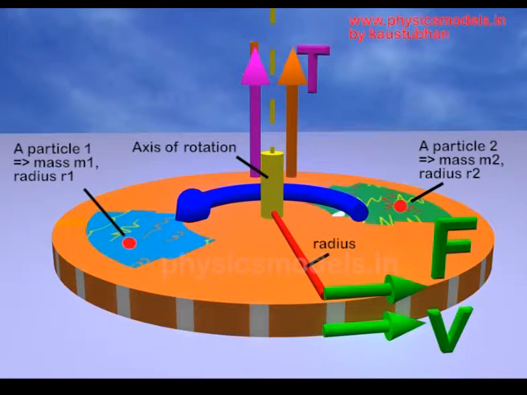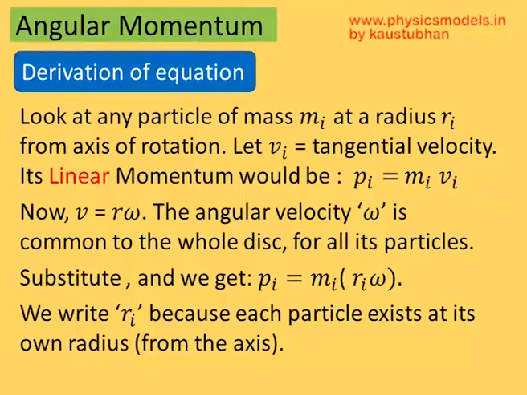To derive the equation, we need to take several masses on that disk. So let's take a small particle on that blue patch shown by a red dot. Let it be mass m1 at a radius r1 from the center of rotation. Similarly, on the green patch we choose a particle of mass m2 at a radius r2. Now, in general, we have chosen a mass mi at a radius ri, and there are lots of such masses on that disk.